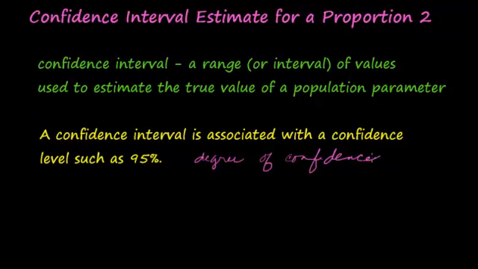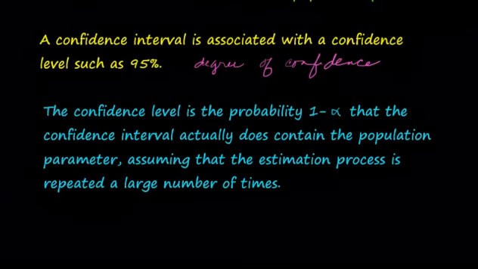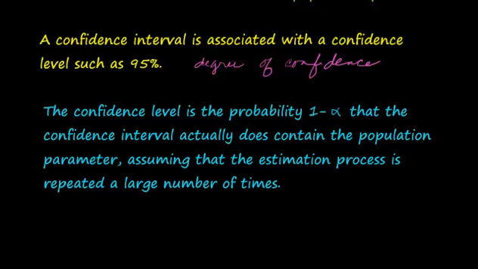You'll hear that expression sometimes. So this confidence level is chosen by the researcher prior to beginning data collection. They decide what confidence level they want. Okay, so the confidence level is a probability, 1 minus alpha, that the confidence interval actually does contain the population parameter, assuming that the estimation process is repeated a large number of times.